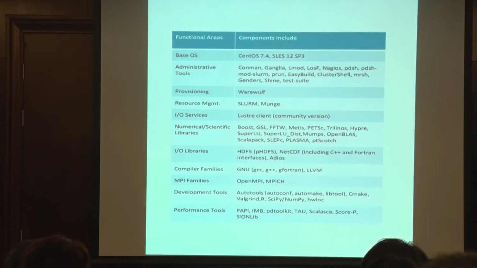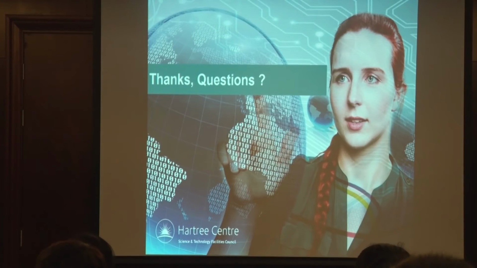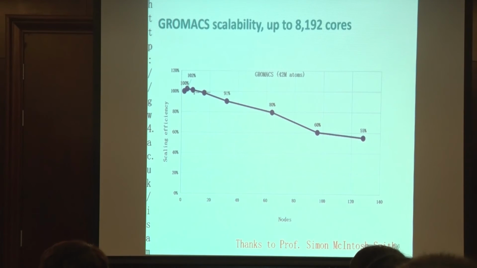Just to show, I think I have this. So the Isambard system is about 10,000 cores, and the professor just makes the whole system work. So this is GROMACS. You can see the scalability on this system is also quite good. It's about 50% with about, I think, 8,000 cores. So in this, I finished my talk. If there are any questions, I'll be ready to answer.